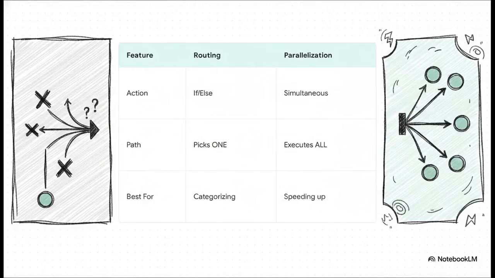Now, it is incredibly common for folks to mix up routing and parallelization because, well, both involve multiple paths, but the distinction is actually super simple. Routing is purely about decision-making. It picks only one specific path out of many. Parallelization, on the other hand, is about execution. It takes all available paths at the exact same time. Basically, use routing for categorizing things and parallelization when you just need raw speed.